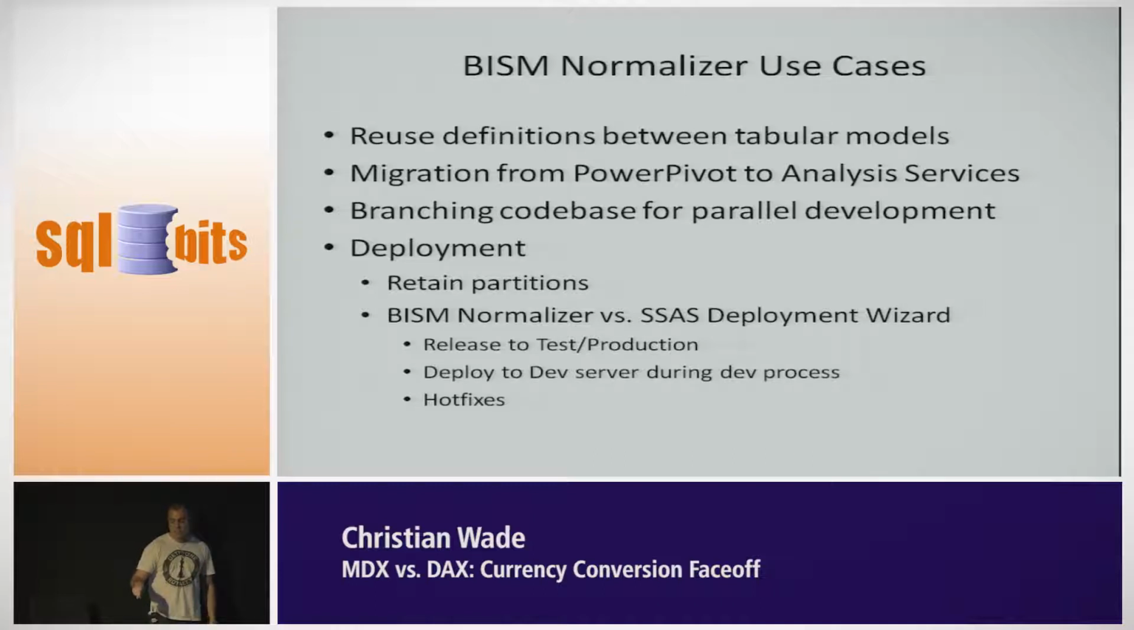And actually, this is pretty much the same use case, the way I see it, as BIDS Helper's Deploy MDX Script, but obviously that's for multidimensional, and BISM Normalizer is for tabular. So with BIDS Helper's Deploy MDX Script, you make a change to an MDX calculation, you want to deploy to dev, and you still want to retain partitions on dev as well, because you want dev to match up with test and production.